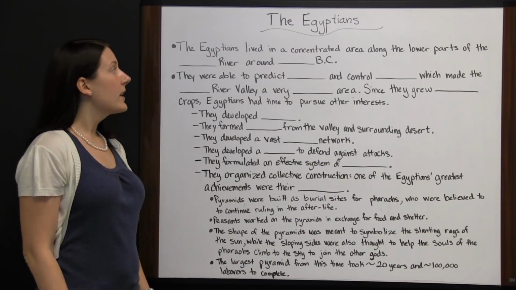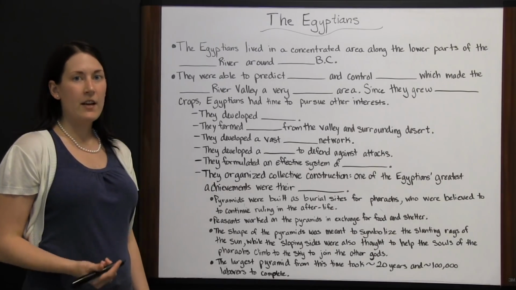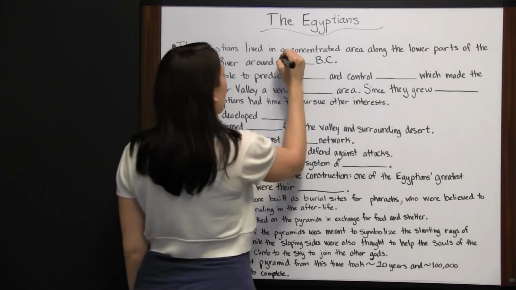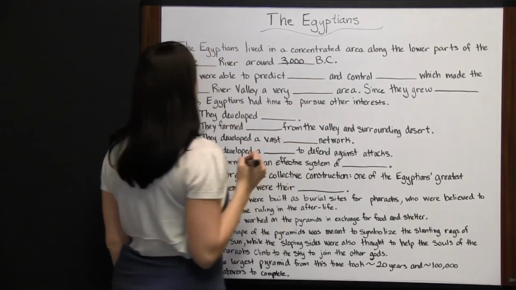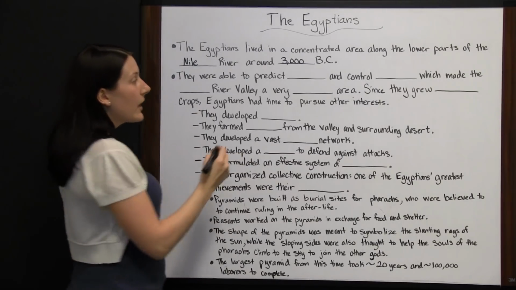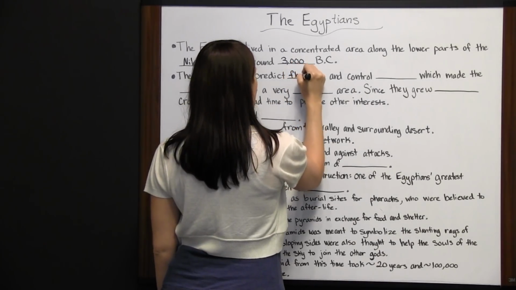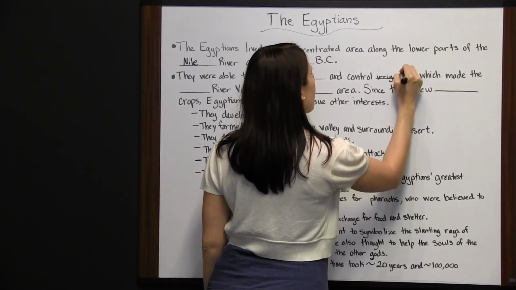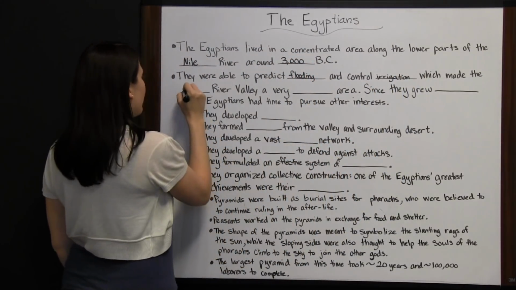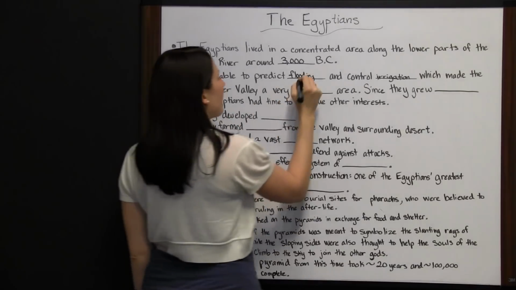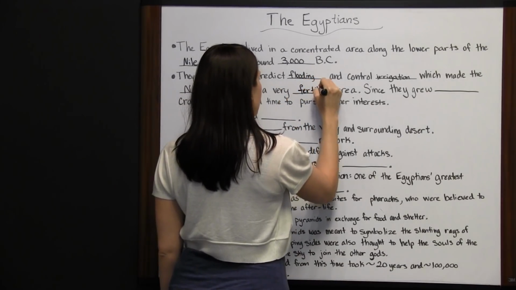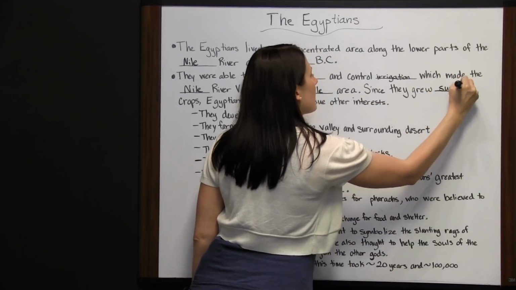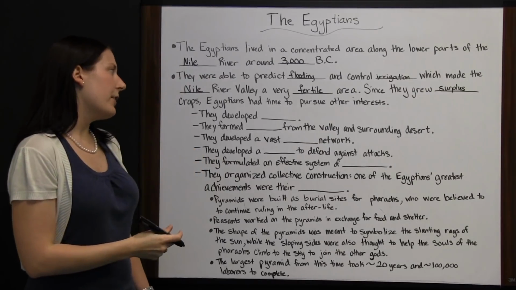The Egyptians. The Egyptians lived in a concentrated area along the lower parts of the Nile River around 3000 BC. And they were able to predict flooding and control irrigation, which made the Nile River Valley a very fertile area. And since they grew surplus crops, the Egyptians had time to pursue other interests.